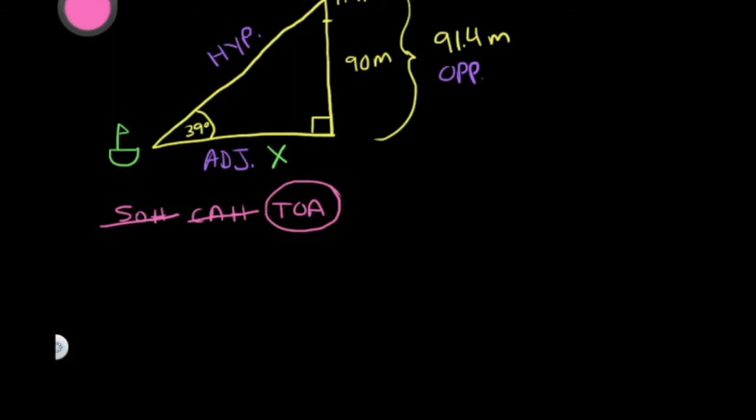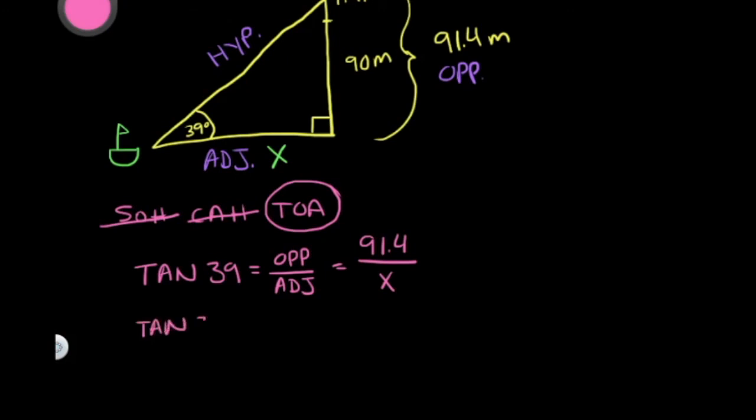Okay, so we are going to write out what we have. We've got tan 39 equals, remember this is going to be our opposite over our adjacent. So our opposite was 91.4 and our adjacent is x. That's what we're looking for. So in order to do this one here, let's rewrite it. Tan 39 equals 91.4 over x.